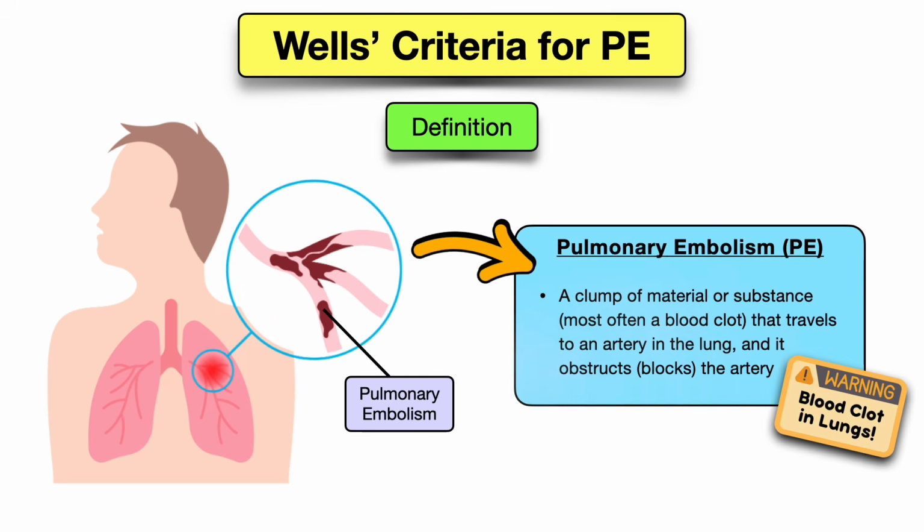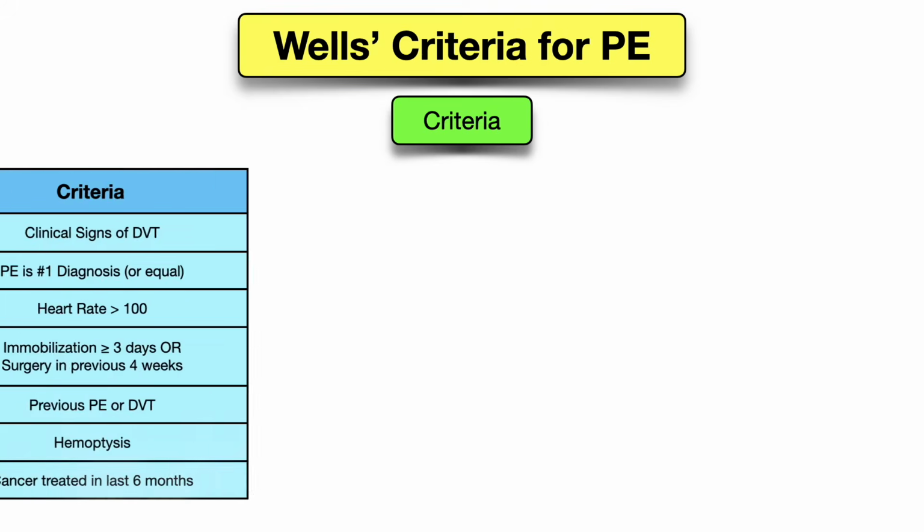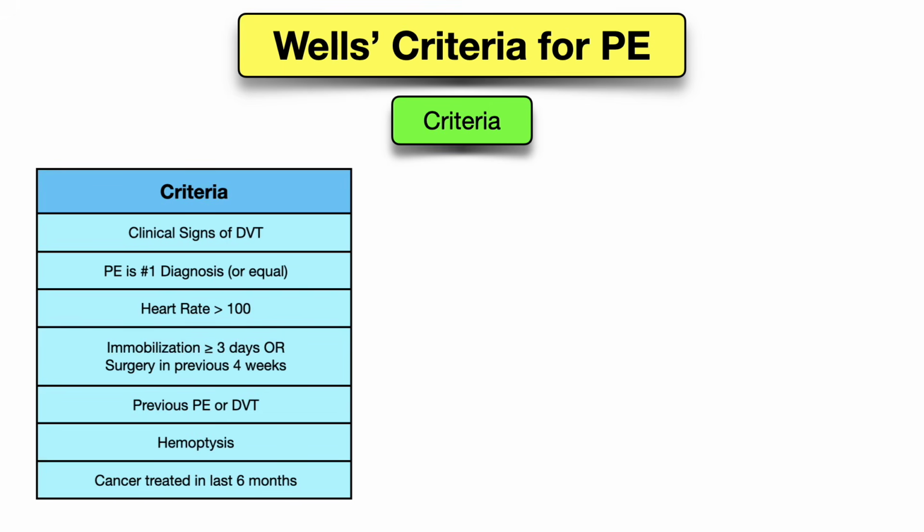So what is a pulmonary embolism or PE? It's a clump of material or substance, most commonly a blood clot, that travels to an artery in the lung and it blocks the artery. And we can use the Wells criteria to figure out how likely a pulmonary embolism is.